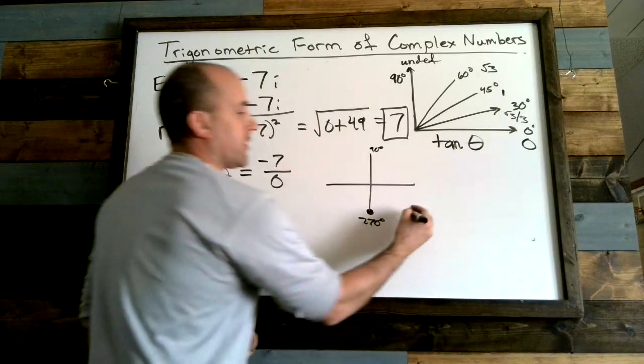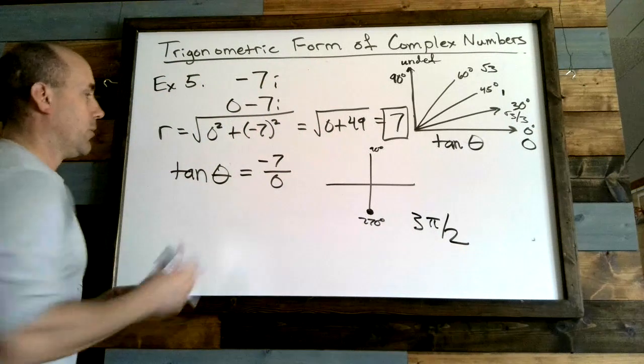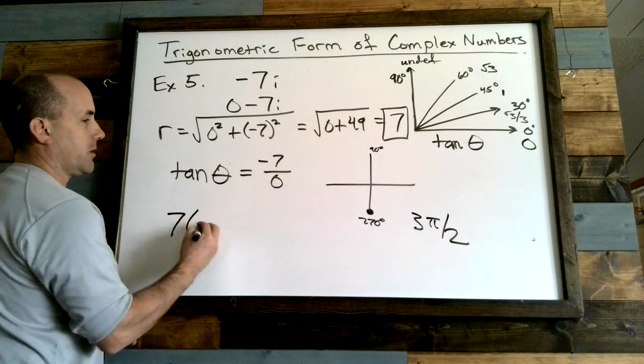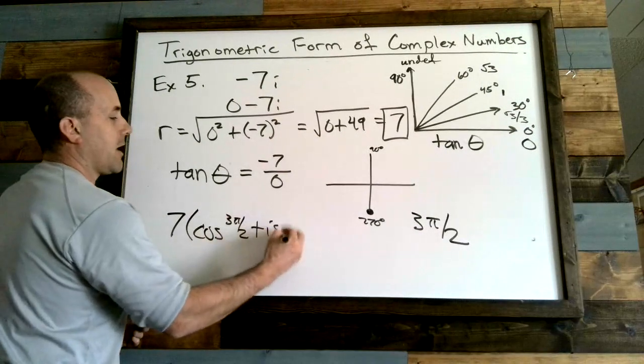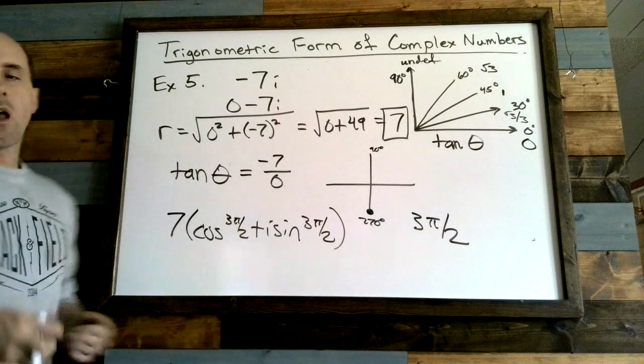So 270 is 3 pi over 2. 3 pi over 2. So therefore we have 7 times the cosine of 3 pi over 2 plus I sine of 3 pi over 2. And there you have it.